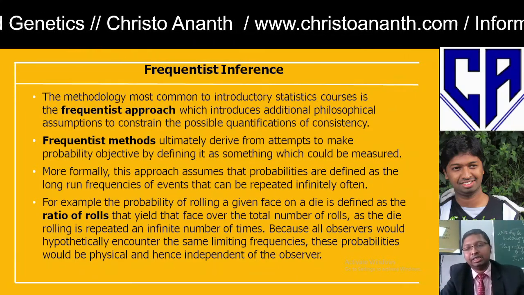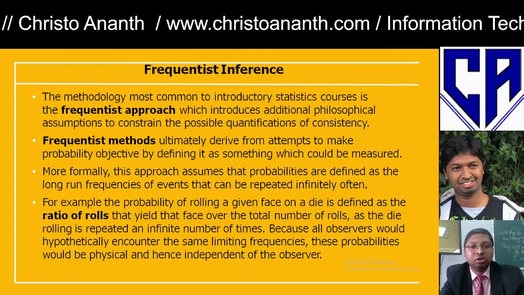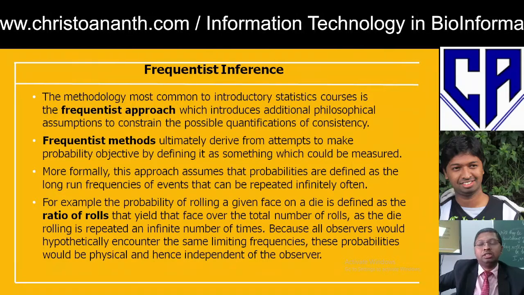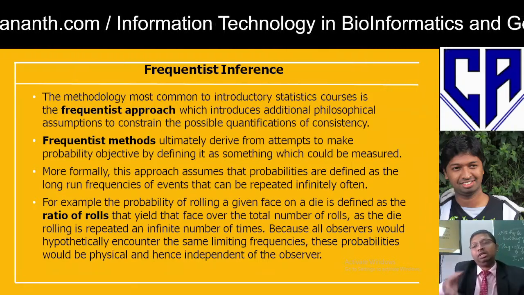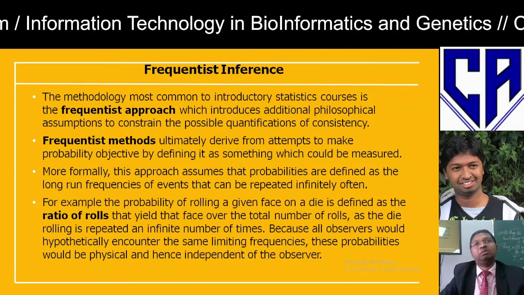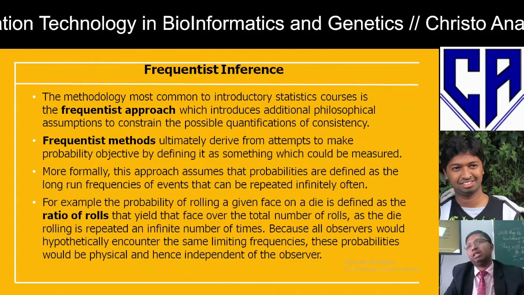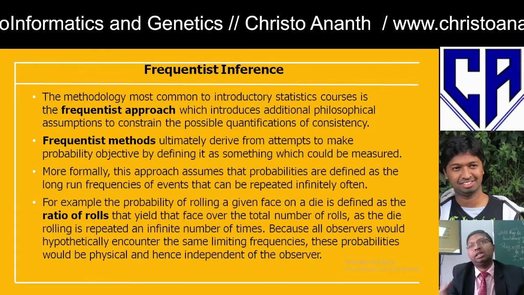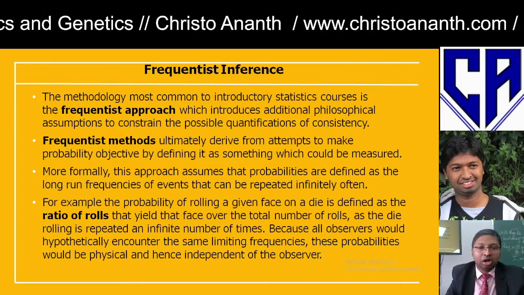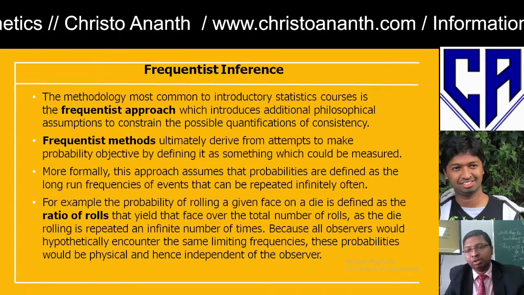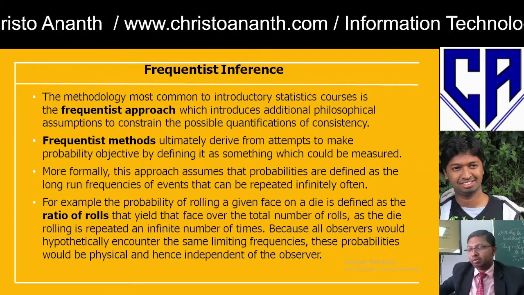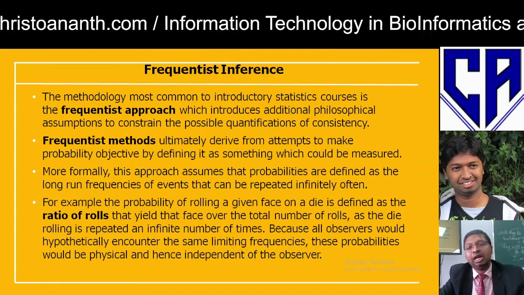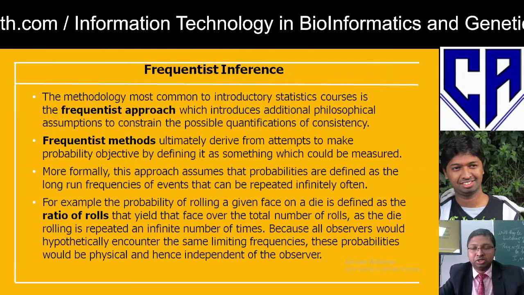So we categorize the total number of rolls, how many times you are going to roll this dice. What is the maximum number of times A occurs? What is the maximum number of times C occurs? What is the maximum number of times G occurs? What is the maximum number of times T occurs? So that you are going to categorize. So all the observers would encounter the same limiting frequencies. For example, everybody will get a chance to roll it. So the probabilities would be physical and independent of the observer.